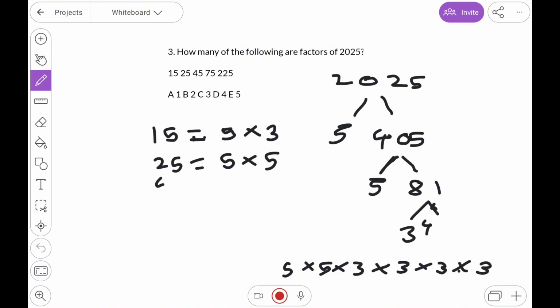Let's look at 45 next. 45 is a little harder. It's 5 times 3 times 3. So let's get rid of a 5 and let's get rid of 2 of the 3's. 5 times 3 times 3 is left. So 45 times 45 is 2025. That's handy to know.